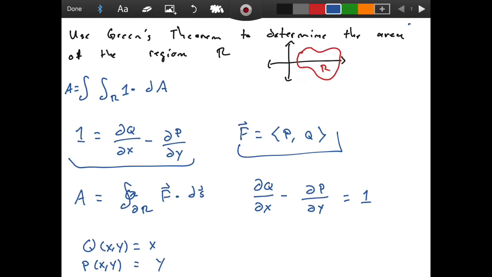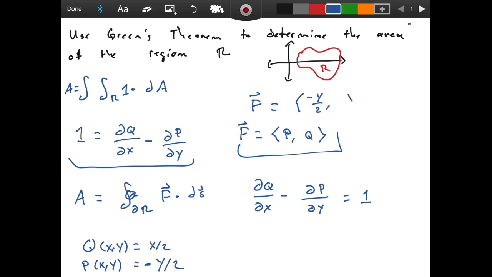So that's not going to quite work. What about if we make this minus y? Then the x derivative of q is 1, the y derivative of p is minus 1, and so we get 1 minus minus 1, so that's 2. So that doesn't quite work either, but if we divide both sides by 2, then we get something that works. Okay, so if the vector field f is equal to minus y over 2, x over 2, then the line integral of f around the boundary of R is going to be equal to the area of that region. So this is actually a pretty useful piece of information to have.